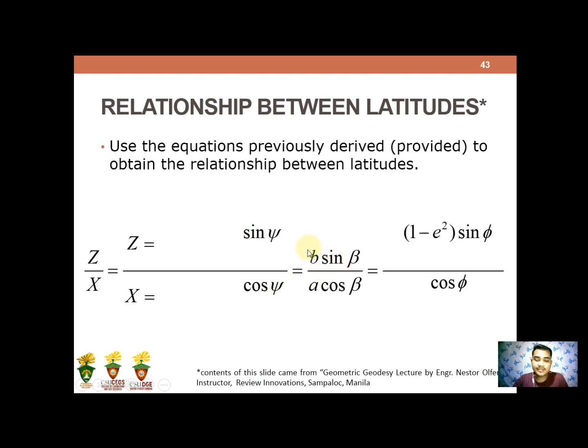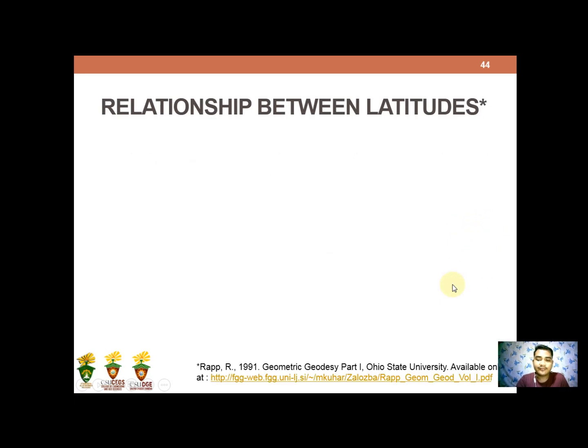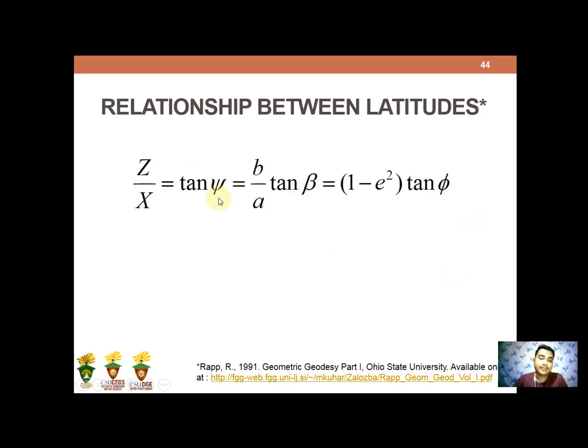Again, for this one pod sa reduce, sine over cosine is tangent. Diri pod sa geodetic, sine over cosine tangent. Therefore, kani ang mabilin. So we have now this relationship between three latitudes. Tangent geocentric latitude is equal to b over a tangent of reduced latitude is also equal to 1 minus e squared times tangent of geodetic latitude.